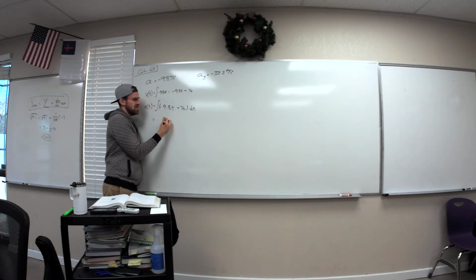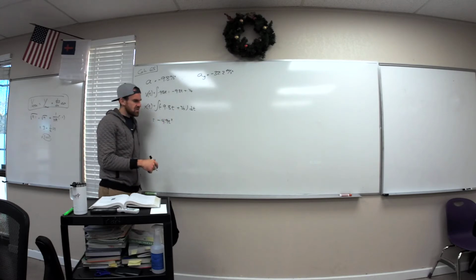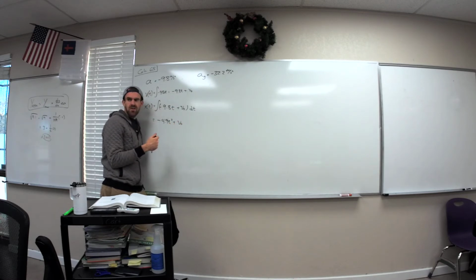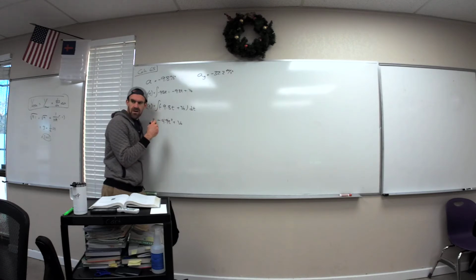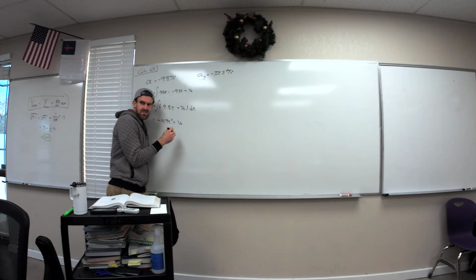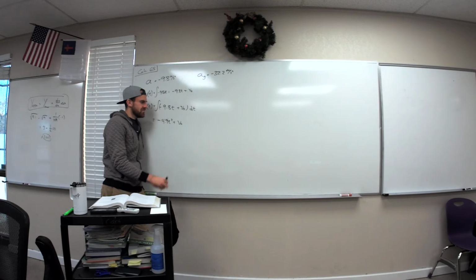So what's the integral of t? T squared over 2. So since I'm going to divide that by 2, I'm going to do negative 4.9 t squared. What's the integral of v naught? Remember, it's just a number. Let's call it 1. What's the integral of 1? T.